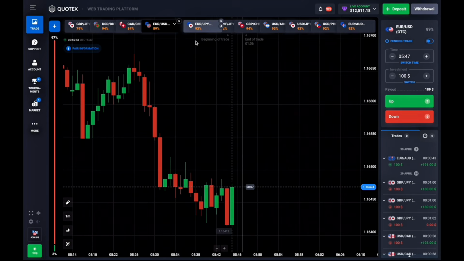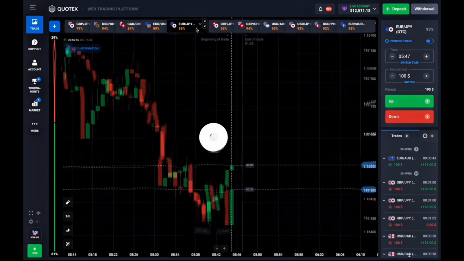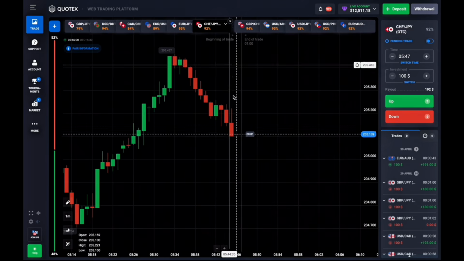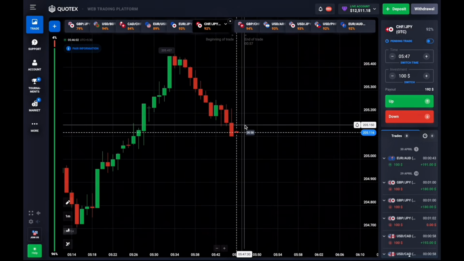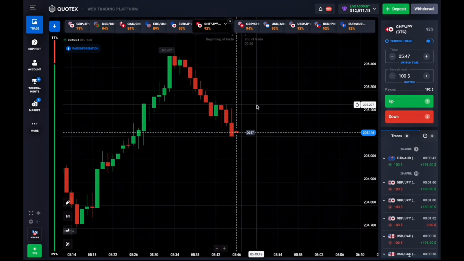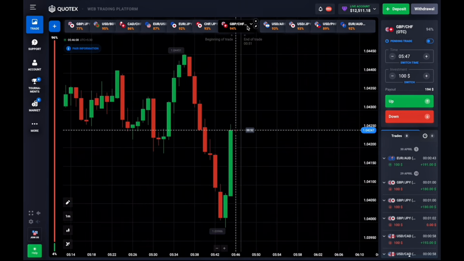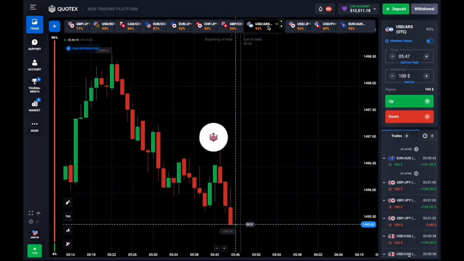So here patience is the key. So we need to wait and see for that valid perfect setup. We need to also align our setup with our major and minor trend, which I have already explained in so many videos. So let's see what the candles are doing.